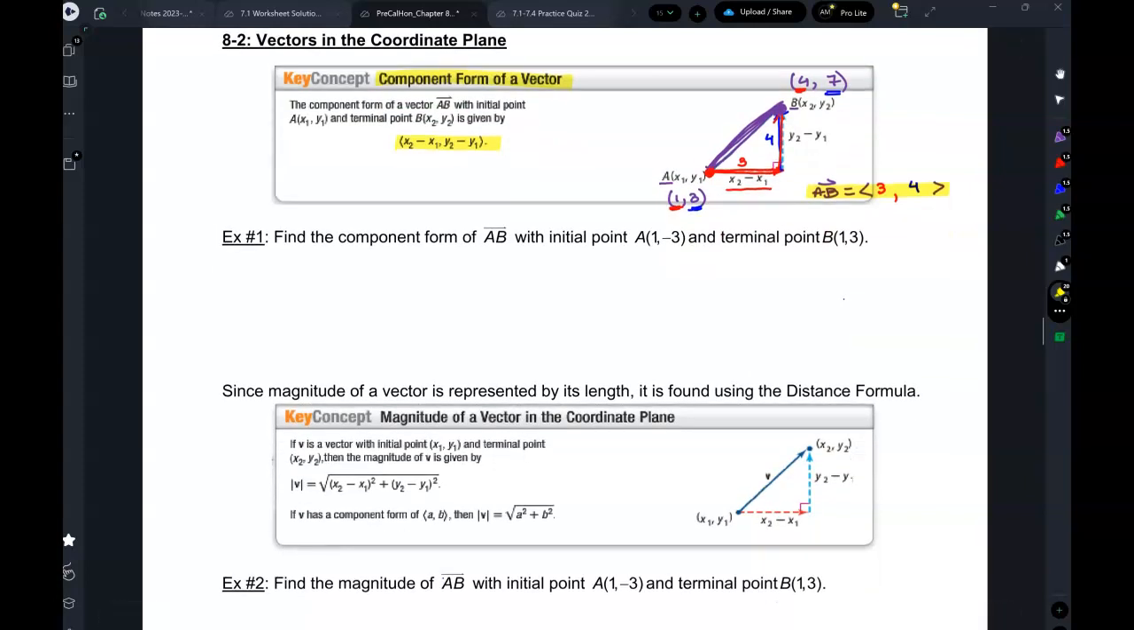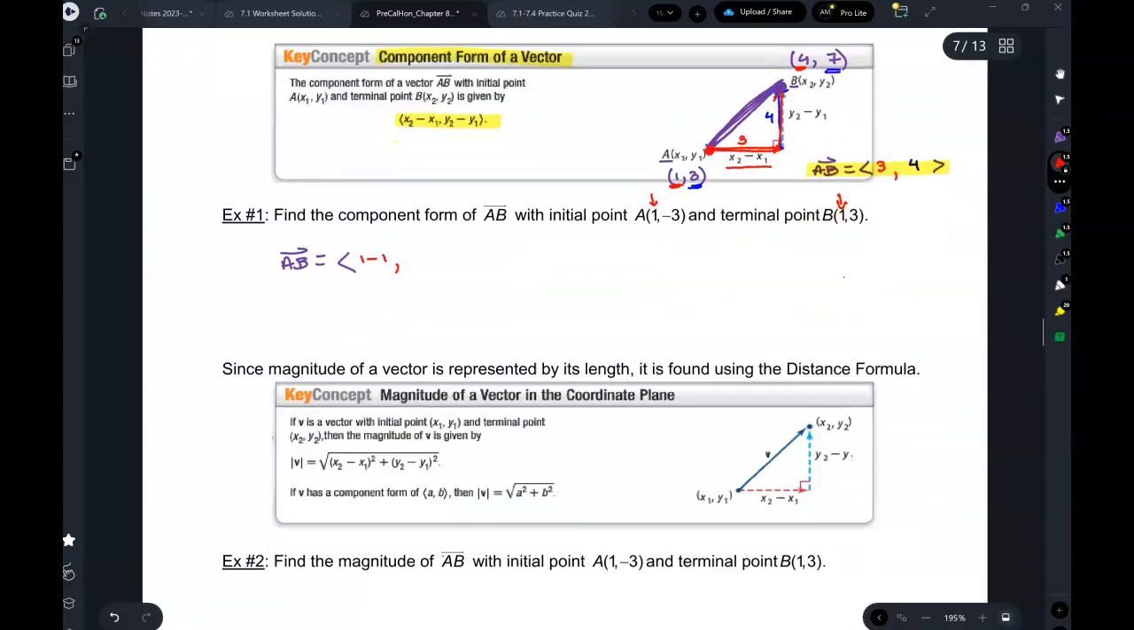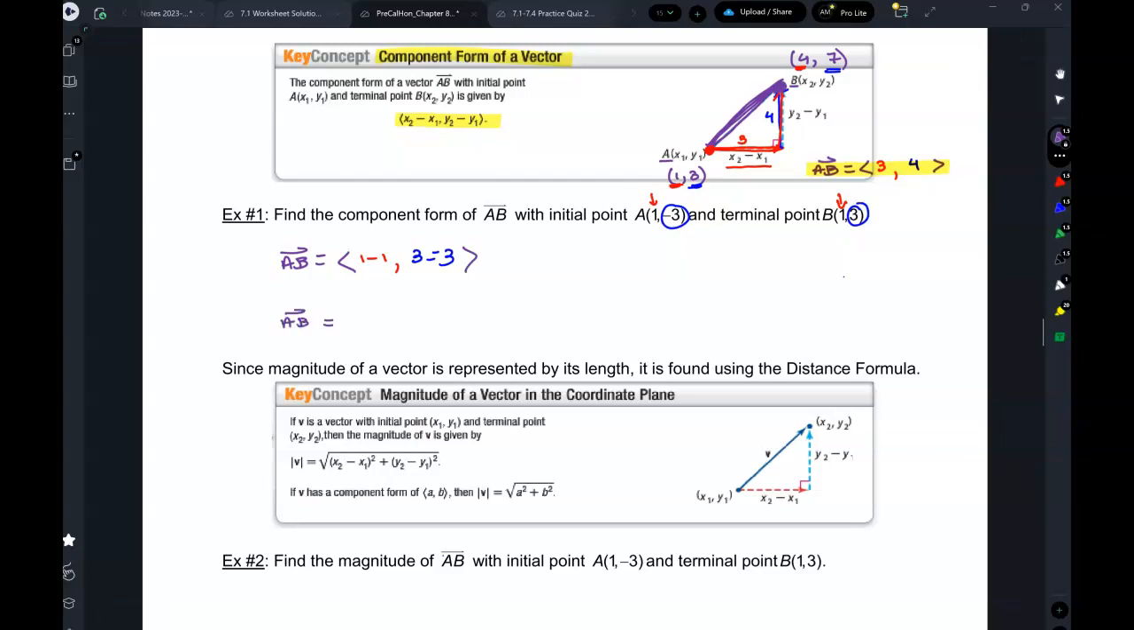So take a look here. We want to find the component form of vector AB with initial point A and terminal point B. So we say AB is equal to, okay, so for the x components, always final minus initial. So terminal minus initial. So 1 minus 1, comma, and the y component will be 3 minus negative 3. Okay, obviously you don't have to show me this arithmetic here, right? I know you guys can do this in your head. So the component form of vector AB is <0, 6>, right?